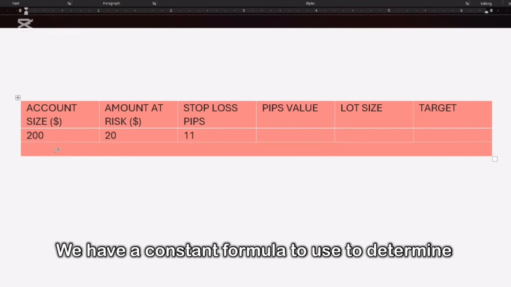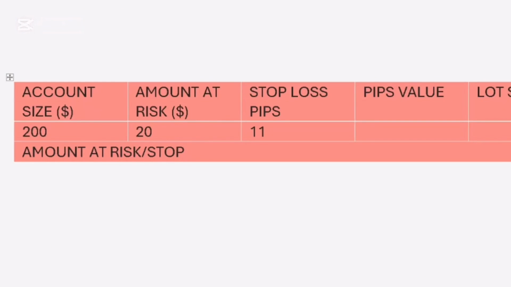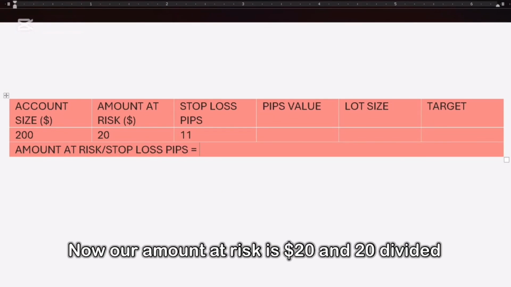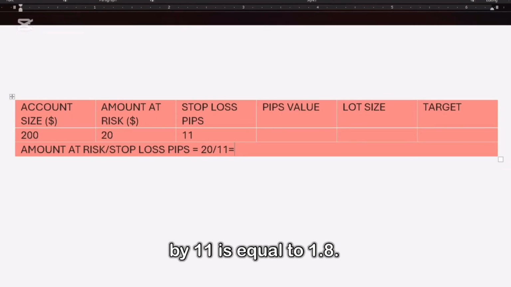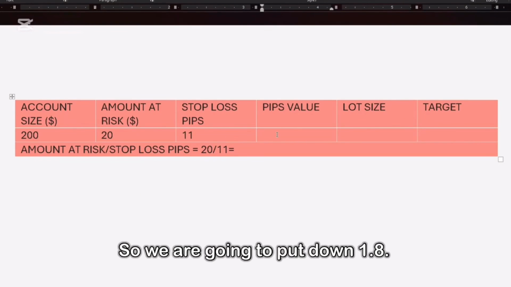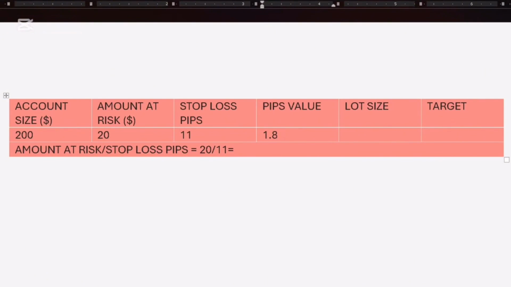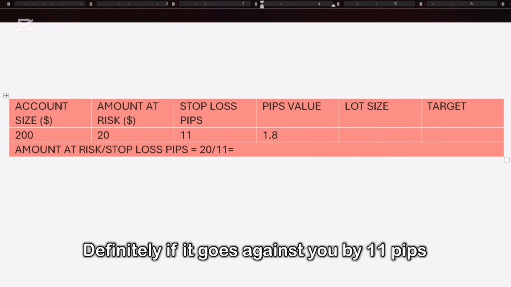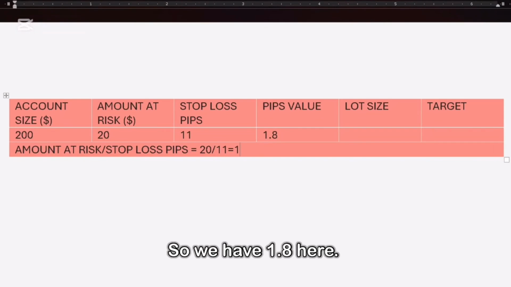We have a constant formula to use to determine your pips value: amount at risk divided by stop loss pips. Now our amount at risk is $20, and 20 divided by 11 is equal to 1.8. So we are going to put down 1.8. 1.8 is not going to be our lot size because 1.8 is a standard lot size. Definitely, if it goes against you by 11 pips, you are going to lose $198, which is not what we are ready to do. So we have a 1.8 here.